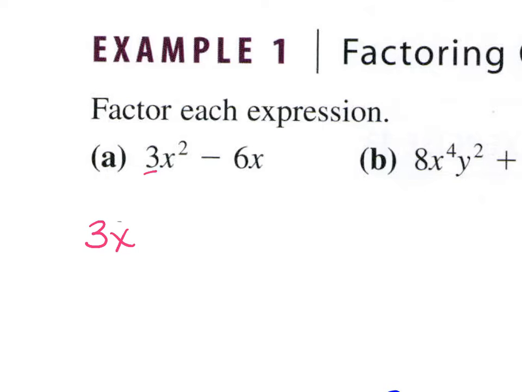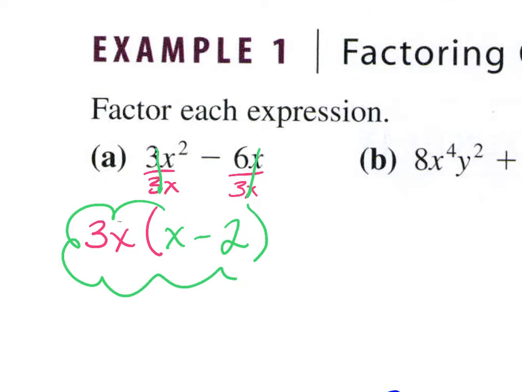They each have a 3x in it, but I don't take 3x and put it twice out in front. Whatever the greatest common factor is, you divide it out of each term and you put it out in front one time. So when I do my division, 3 divided by 3 is 1. X squared divided by x leaves me with 1x. Minus 6 divided by 3 is 2. And x divided by x cancels out. Here is my factored form of letter A.